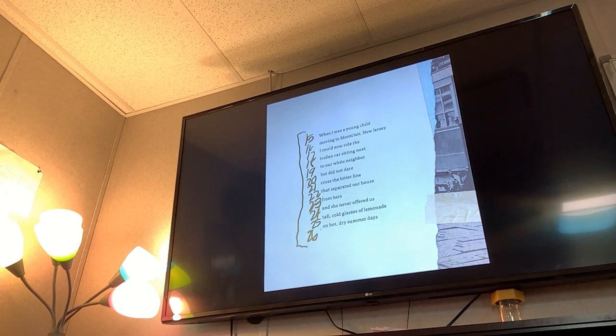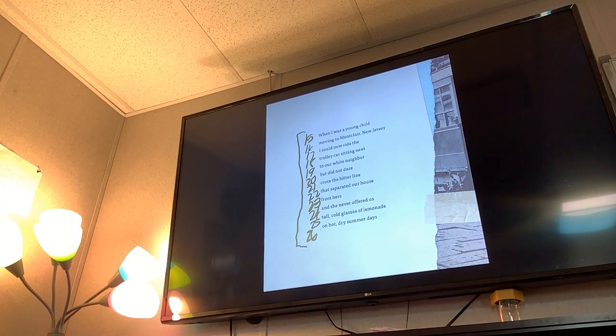When I was a young child moving to Montclair, New Jersey, I could now ride the trolley car sitting next to our white neighbor, but did not dare cross the bitter line that separated our house from hers. And she never offered us a tall, cold glass of lemonade on a hot, dry summer day.